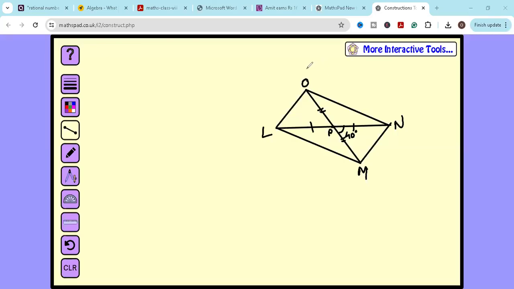Okay, so the next question is to draw a parallelogram LMNO whose diagonals are given. We are given LN is equal to 6 centimeter and MO is equal to 4 centimeter. We are also given the angle between these two diagonals as 40 degree, as you can see in the rough diagram. So this rough diagram I made, and we will make exactly a replica of this using compass and ruler. So here we go.